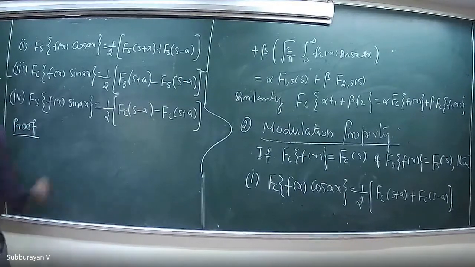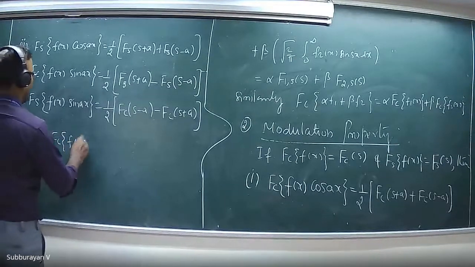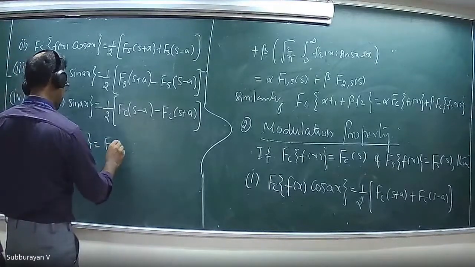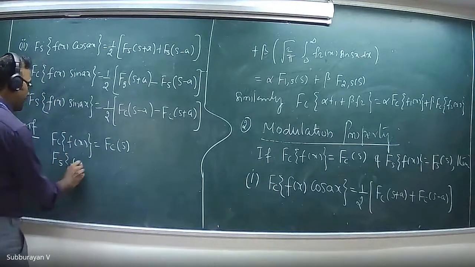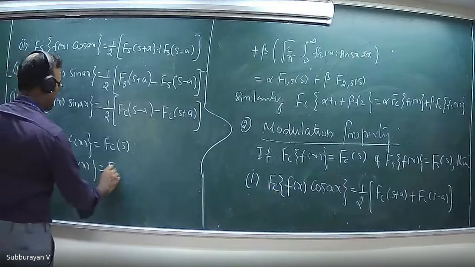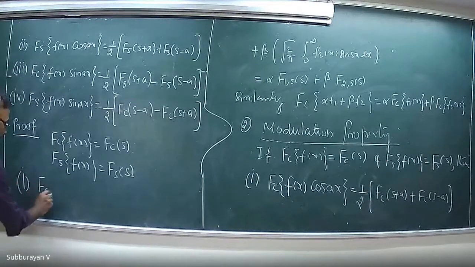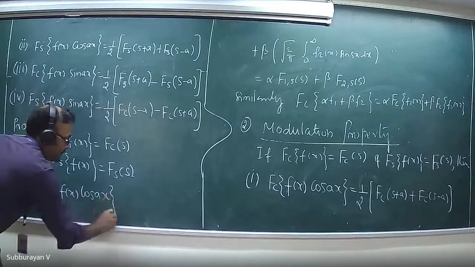Proof. What is given to us: the Fourier cosine transform of f of x equals fc of s, and the Fourier sine transform of f of x equals fs of s. Now, what is the first subdivision? The Fourier cosine transform of f of x into cos ax.